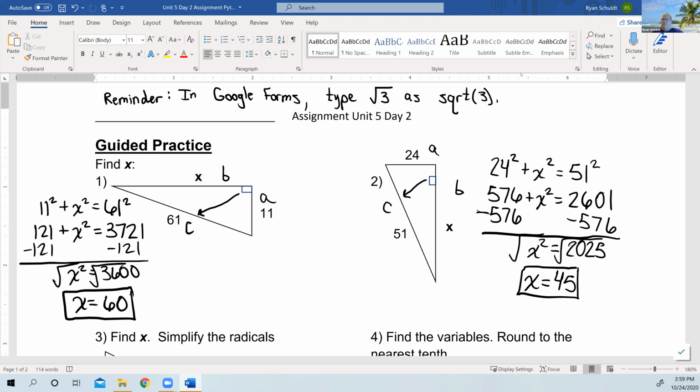So like I said, hopefully when I told you to pause it, you paused it and tried it yourself and you got 45. If you didn't pause it and you just watched me work it, I hope you understand it.